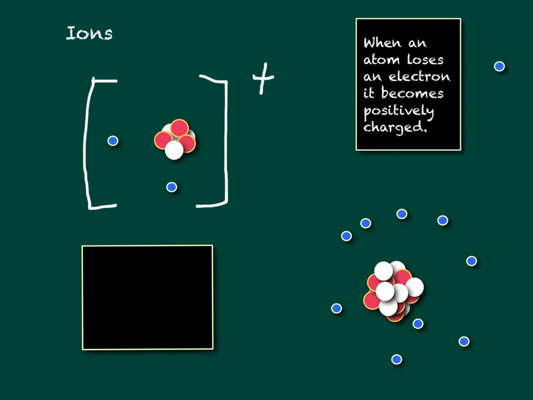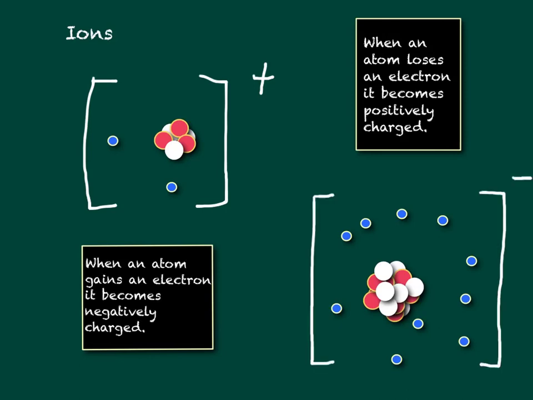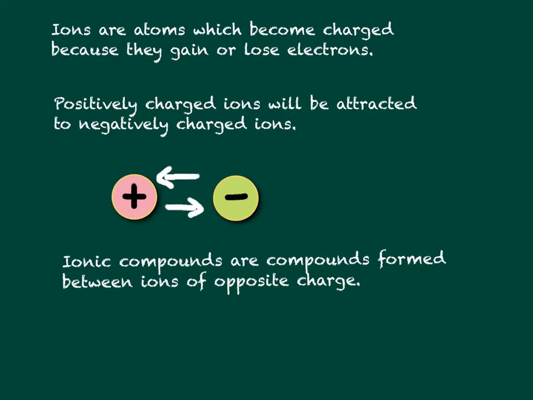And this one here has 9 protons, 9 electrons. It has no charge, but if it gains an electron, what will happen? It will become negatively charged. So when an atom gains an electron, it becomes negatively charged. It becomes a negatively charged ion. So ions are atoms which become charged because they gain or lose electrons.